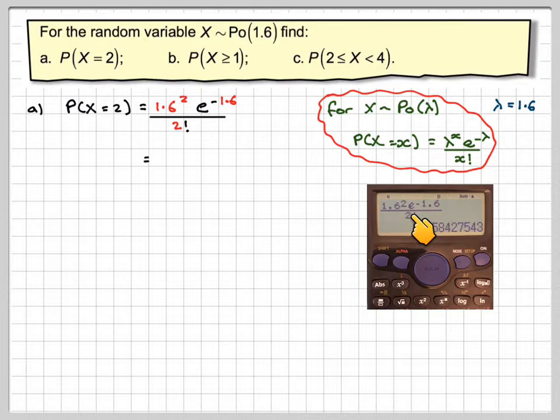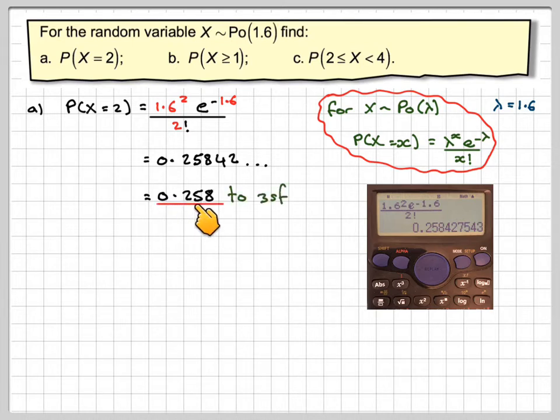Now with modern calculators we can use the fraction button, the factorial button and the e to the x button, those three buttons there, and actually write it in exactly as it's written down and get an answer of 0.2584, and then round that off to three significant figures to be 0.258 to three significant figures.